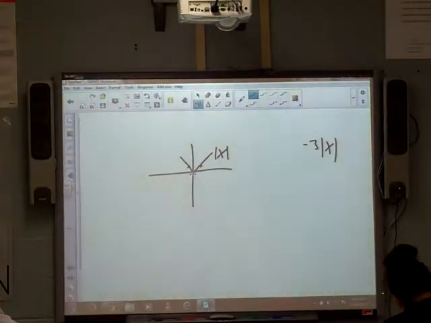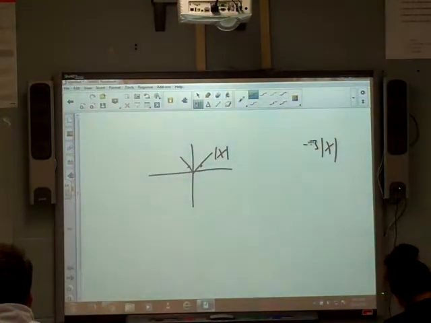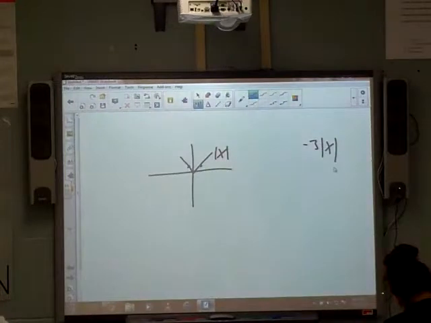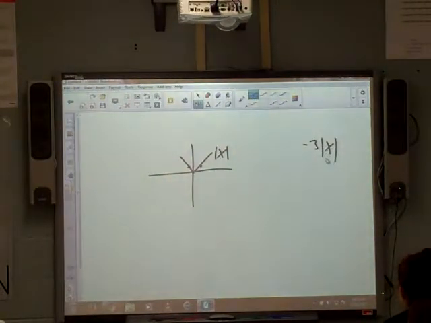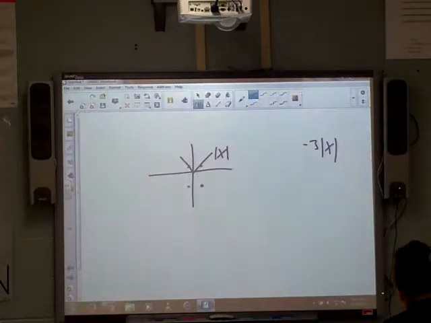So that means that point at (0, 0) is still going to be there, because the absolute value of 0 times negative 3 is 0. But that point at 1, if I plug a 1 in, absolute value of 1 is 1, times negative 3 is negative 3. So I would go right 1 and down 3. If I plug a negative 1 in, absolute value of negative 1 is 1, times negative 3 is negative 3. So I would go left 1 and down 3. So my new graph would look like that.